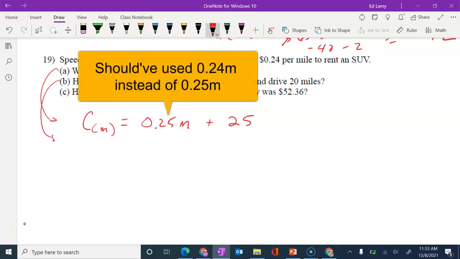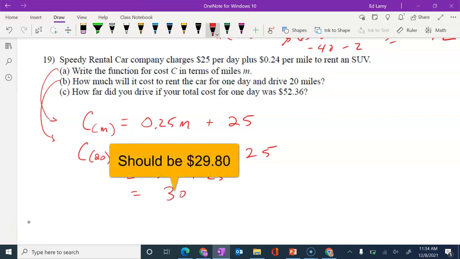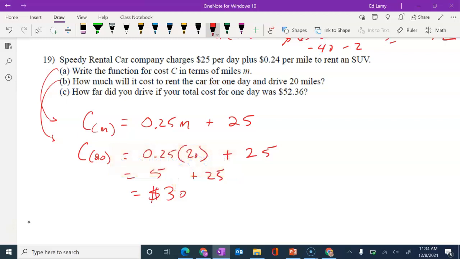Part B, after you've done that, you want to do C of 20, right? Let number of miles be 20. That's 0.25, 25 cents, times 20 miles, plus the fixed charge of $25. 0.25 is a fourth, a fourth of 20 is 5, plus the $25 fixed charge would be 30. So part B, it would cost $30 to drive 20 miles.